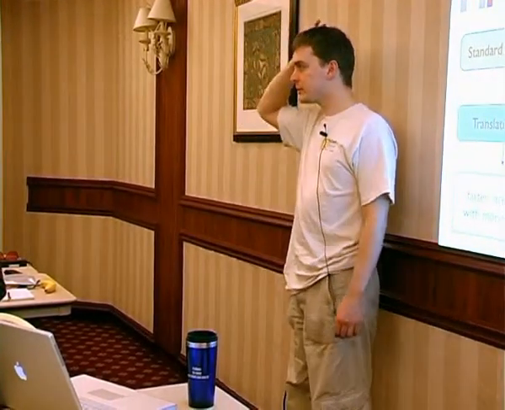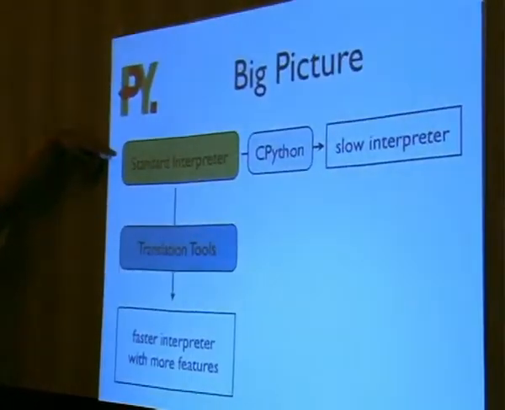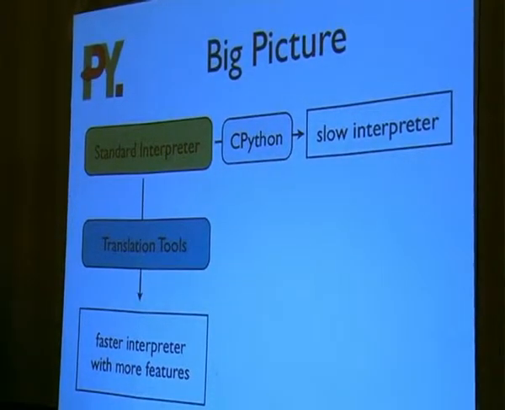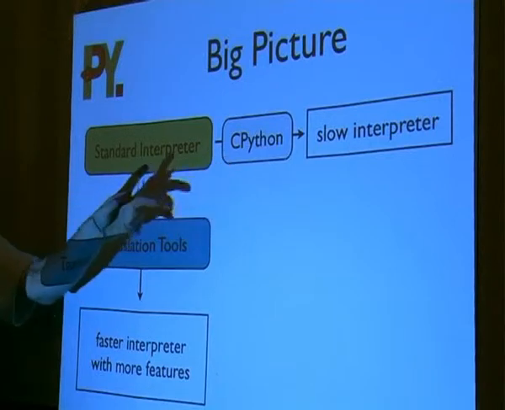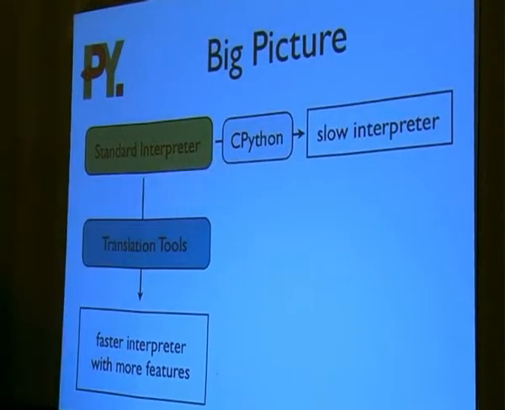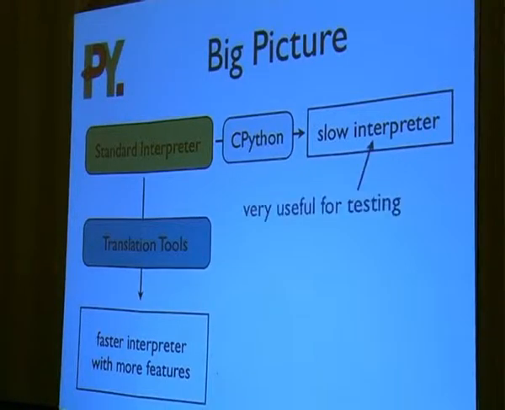So, this is our big picture of PyPy. PyPy is the implementation of Python written in Python, which is this bit, the standard interpreter, a piece of PyPy jargon that gets used quite a bit. The standard interpreter is written in Python, so you can use CPython to run it, and you end up with an interpreter which is something like 2,000 times slower than CPython to start with. However, we can run tests, which is kind of useful.